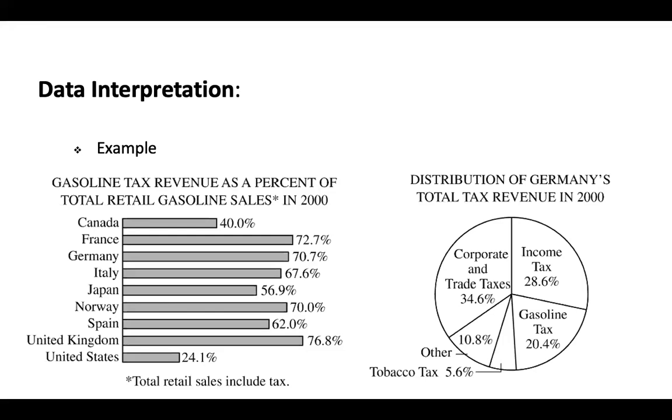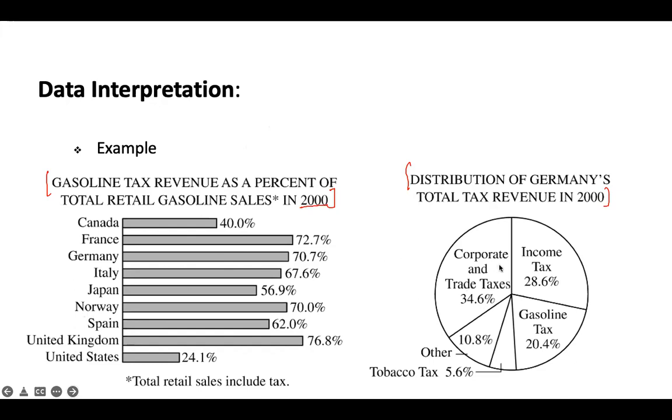We are given one bar chart and one pie chart. In the first bar chart, that is gasoline tax revenue. So that's the tax revenue as a percent of total retail gasoline sale in 2000. To get a general idea, first of all, just read these statements for each of the graphs so that you know what is written in the graph. And from the shape, I can see that this is a percentage, and what percentage, that is a tax revenue in the numerator, and in denominator, I have total retail gasoline sale for 2000. And these are the countries.